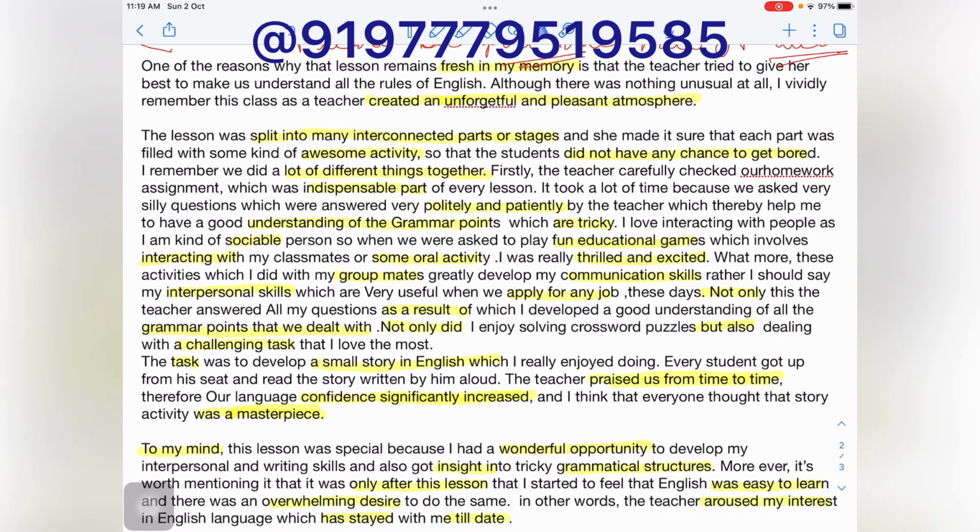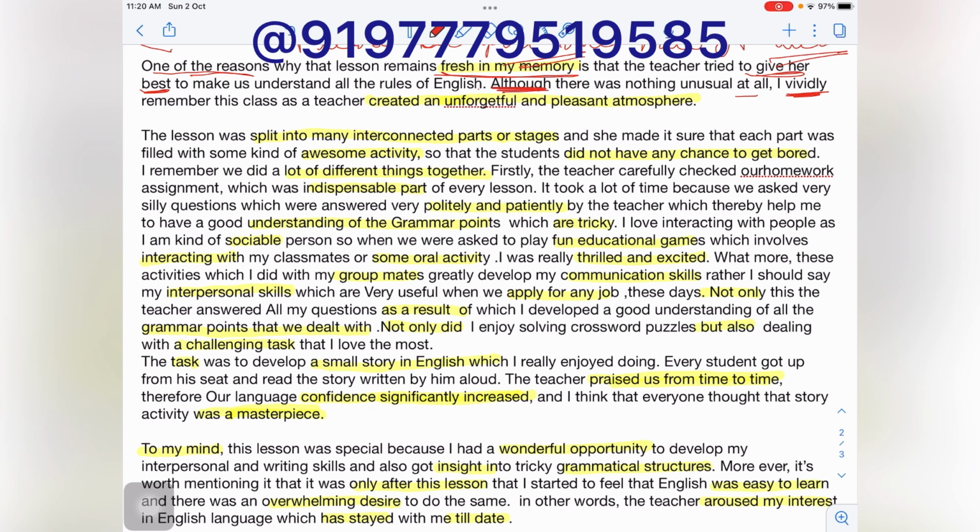One of the reasons, see how it is beginning, why the lesson remains fresh in my memory, means you still remember, is that the teacher tried to give her best, means she tried her best to make us understand all the rules of English. Although, see the complex structure, although there was nothing unusual at all, I vividly, means you remember very minutely, remember this class.